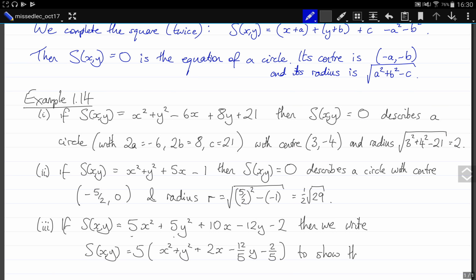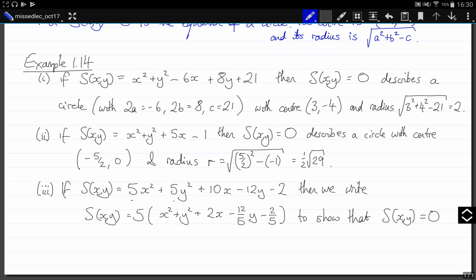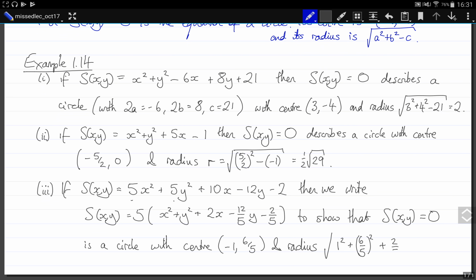So we can show that s of xy equals 0 is a circle with centre minus 1, comma 6/5, and radius square root of 1 squared plus 6 over 5 squared plus 2/5, which is 1/5 times the square root of 71.